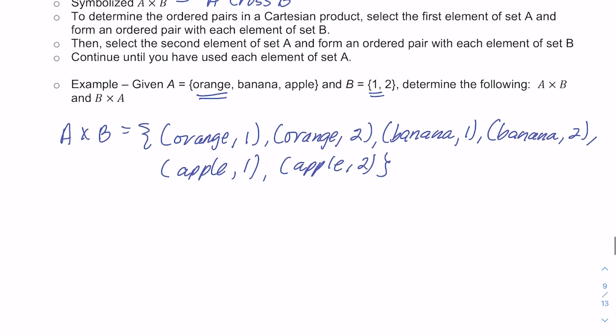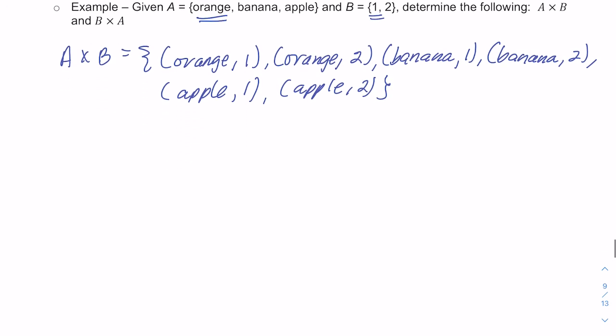I'll let you guys pause and try to find B cross A. You're going to do the same thing, except you're going to take the elements of B and match them up with all the elements of A. You're going to start with the first element of B and match it with each element of A, and then go to the second element of B and match it with each element of A. So to find B cross A, it should be this.